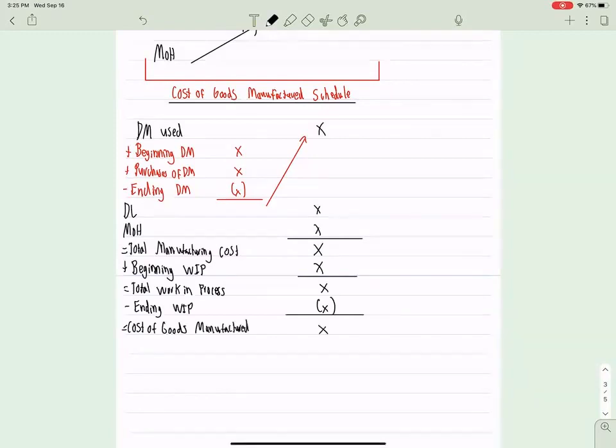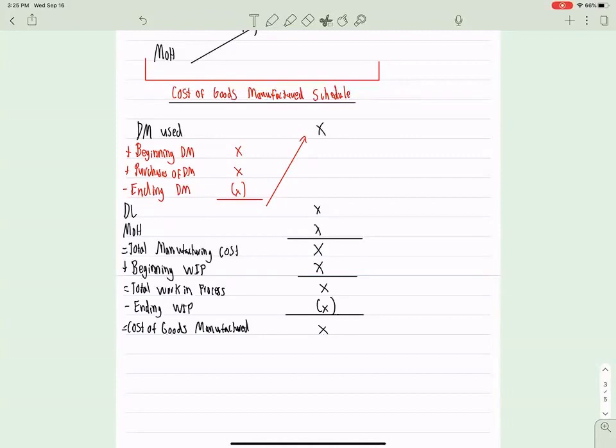In your Wiley assignment, they like to do beginning WIP up here and then add it to the total manufacturing cost. And it just makes the statement a lot more annoying to do, to be honest. It's so much easier just to put it here than to put it on the top and then add it afterwards. So just look at your Wiley assignment. They do it like that. I do it like this because it's easier, because I like to keep things simple. Is that okay with everyone so far?